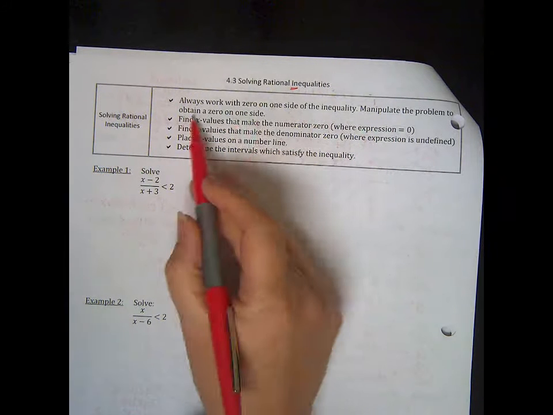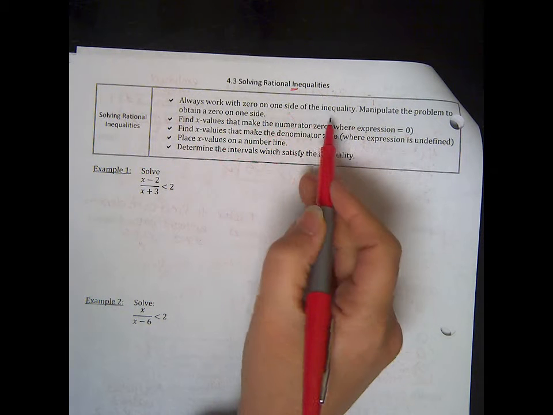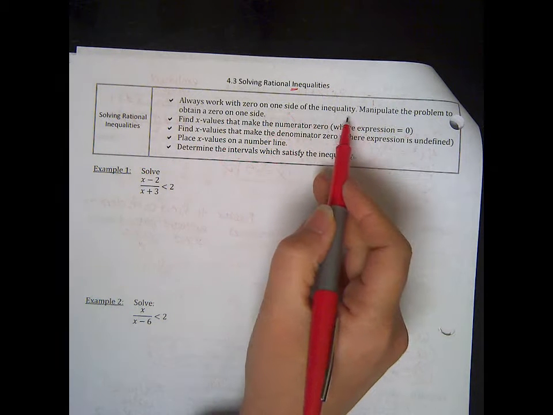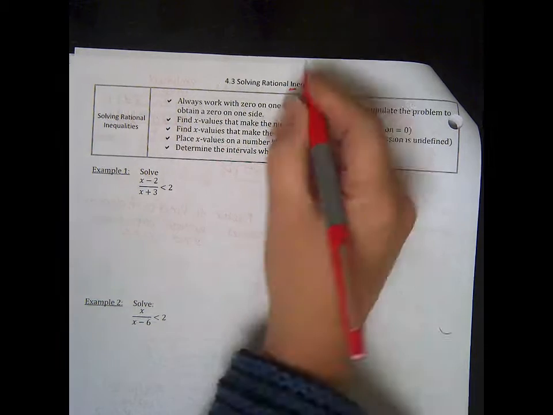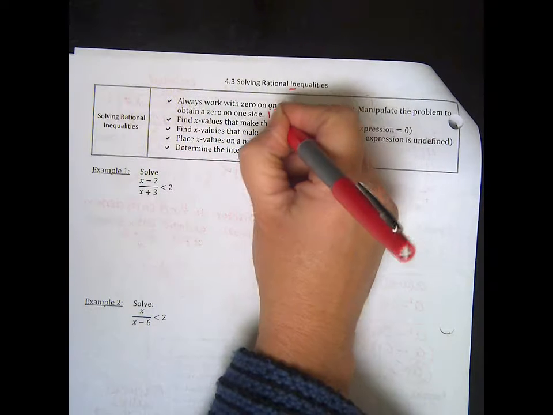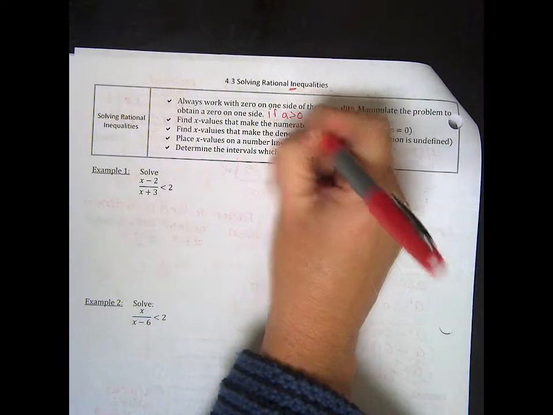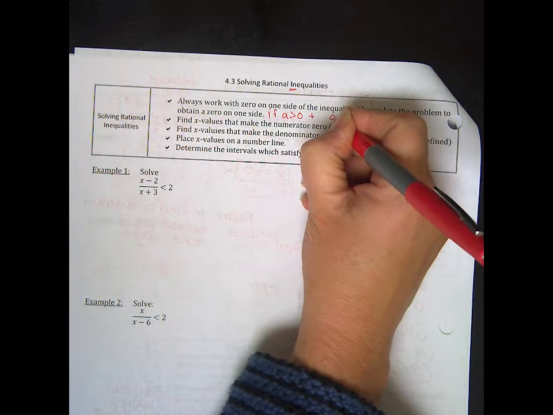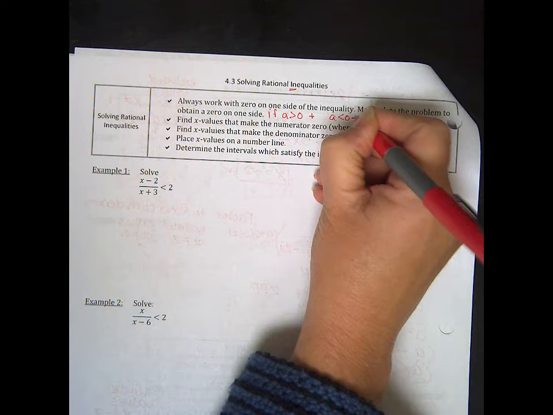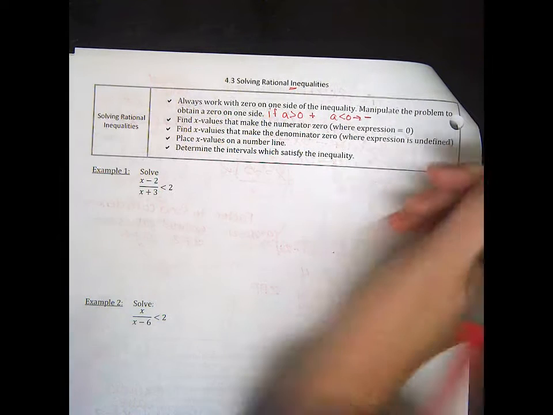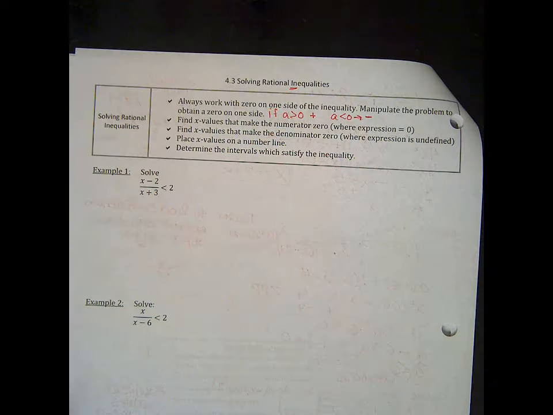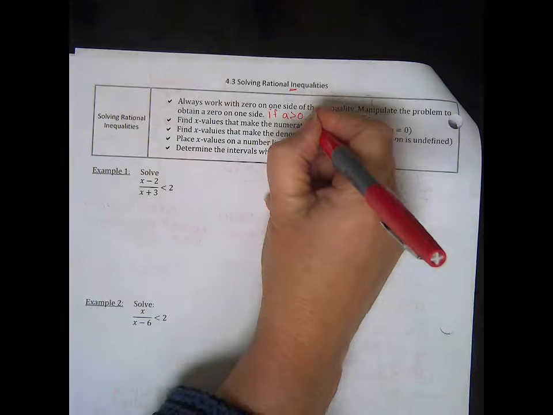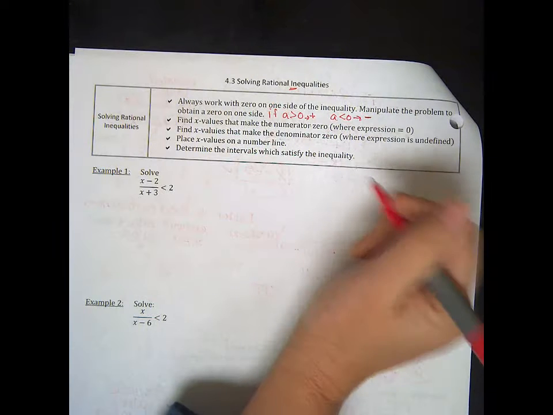First of all, we're always going to work with 0 on one side of the inequality, because if something is greater than 0, we're going to have positive numbers, and if something is less than 0, we're going to have negative numbers. So 0 is that borderline between the positive and negative. It's easy if we first make everything equal to, greater than, or less than 0.